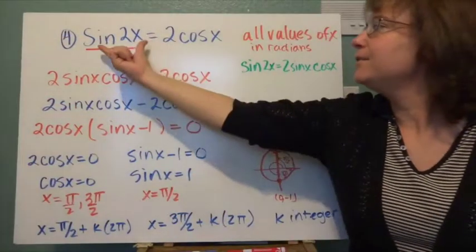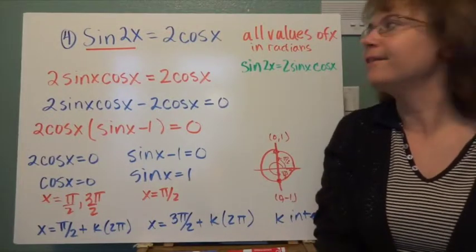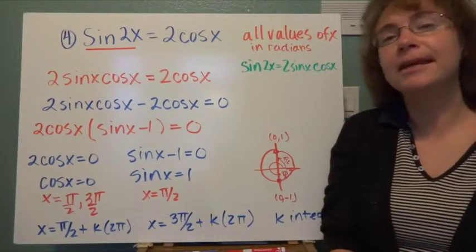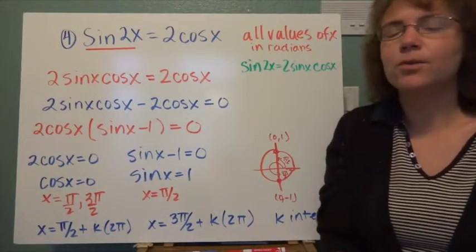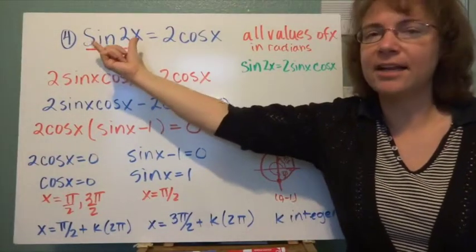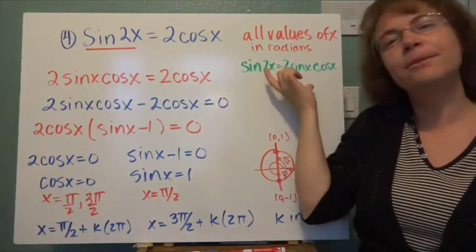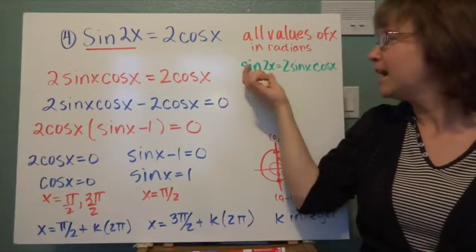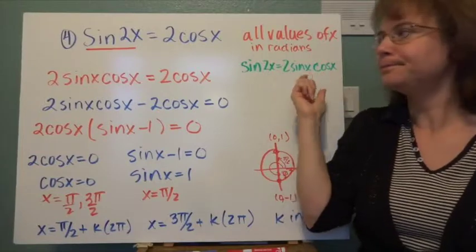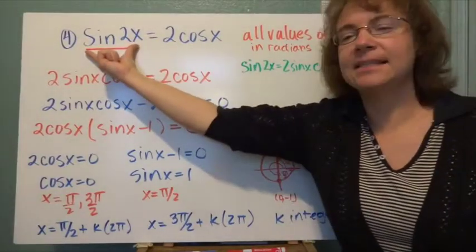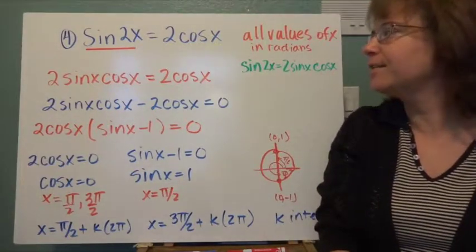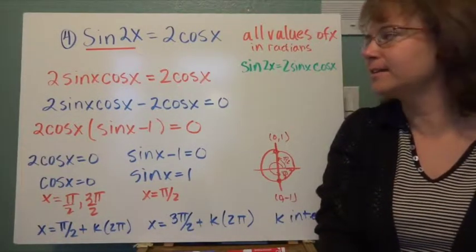So here I have sine of 2x is equal to 2 cosine of x. So I want all values, and we're going to think in terms of radians this time. We could do radians or degrees, but in terms of radians, I'm going to look at this and notice that I have that double angle. So from our double angle formula that we proved, I have sine of 2x is equal to 2 sine of x times cosine of x. So then I'm going to replace this sine of 2x with 2 times sine of x times cosine of x is equal to 2 cosine of x.